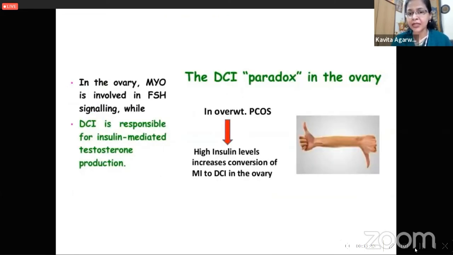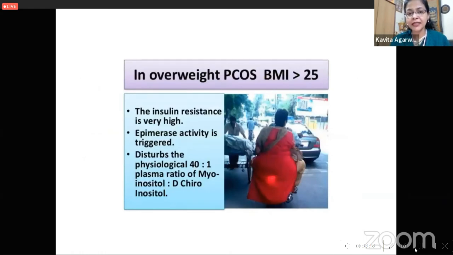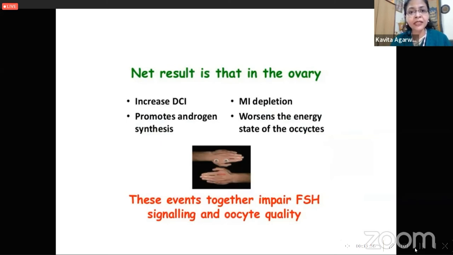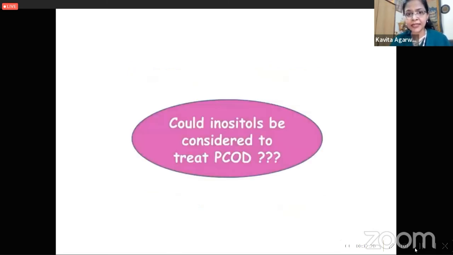happen? The DCI paradox. Here, in the overweight PCOS, high insulin level will increase the conversion of MI to DCI, and the normal physiological ratio of 40:1 will get disrupted. So in the ovaries, there will be increased DCI, which will promote androgen synthesis, and MI will be depleted, leading to worsening the energy state of oocytes. And finally, all these events together will impair the FSH signaling and oocyte quality. So in this way, both the reproductive and the metabolic effects will be seen.